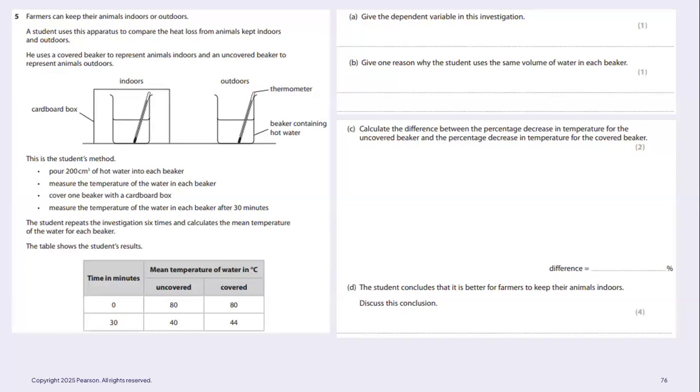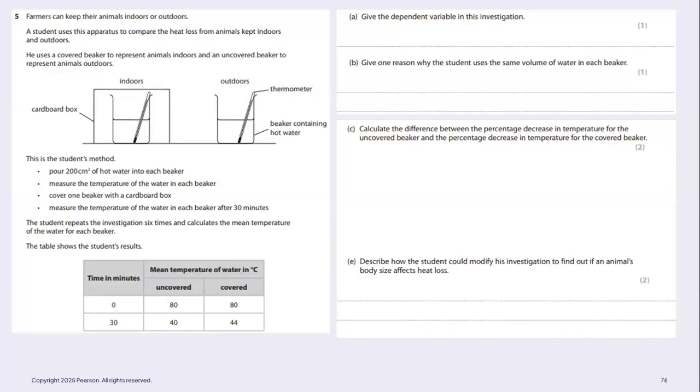And then the final part of the question. So you can see that it's increasing in demand as you go through the question as well. And then the final part, the student concludes that it's better for farmers to keep their animals indoors, discuss this conclusion. This requires the drawing together of different pieces of information, both from the experiment that's been carried out and from their knowledge of the use of biological sciences.